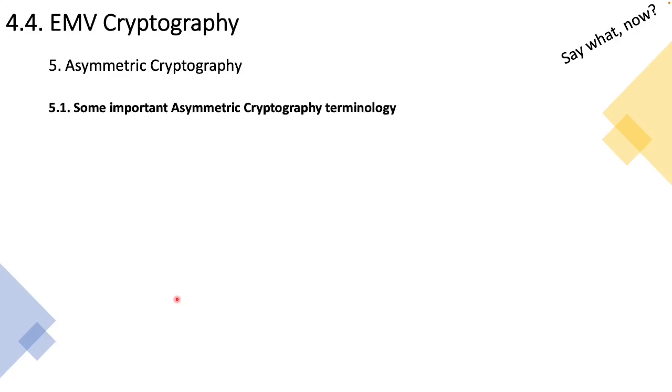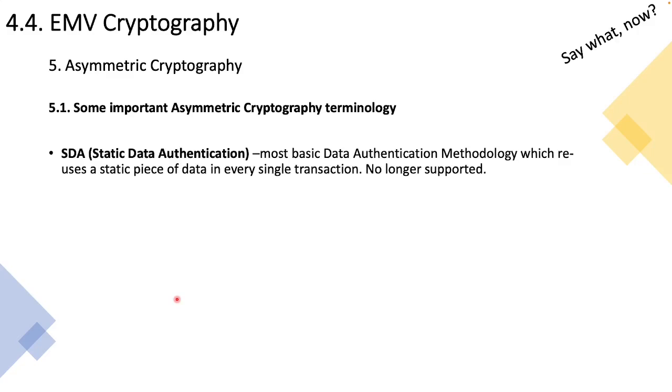So here's some important asymmetric cryptography terminology. Firstly, I think 2 slides back we spoke of SDA, DDA, and CDA, and these are different types of CAM or ODA. So let's talk about the first one, which is SDA. SDA stands for Static Data Authentication. This is the most basic data authentication methodology, which reuses a static piece of data in every single transaction. Please note that as at the creation of this video, SDA is no longer supported. The card schemes have mandated that all issuers migrate off SDA as an option for card authentication methodology.